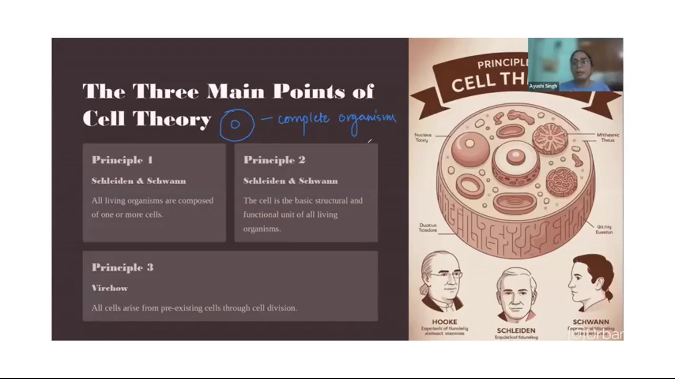Or maybe multiples, hundreds of cells combined together to make one organism. Now Schleiden and Schwann again gave the second principle of the theory, that the cell is the basic structural and functional unit of all living organisms, and this came out as a definition also. So you can define a cell as this. Now Rudolf Virchow said that all the cells arise from pre-existing cells only through cell division.